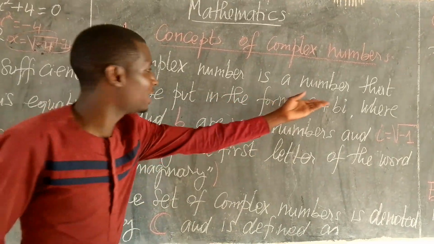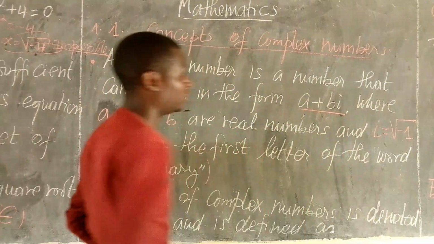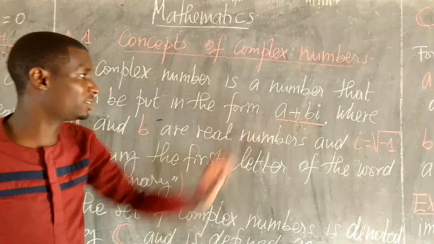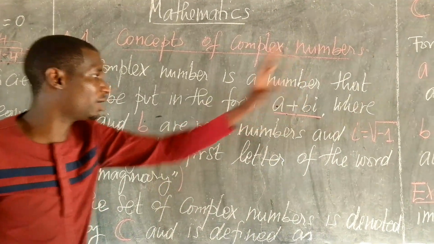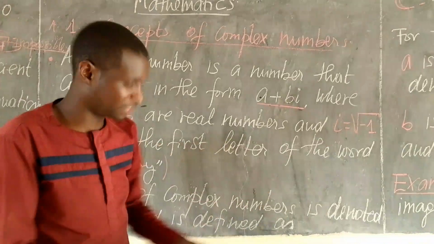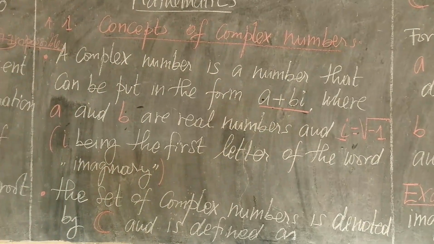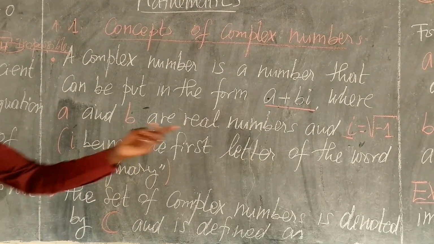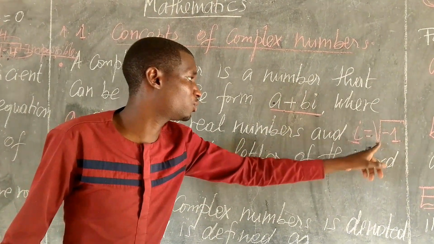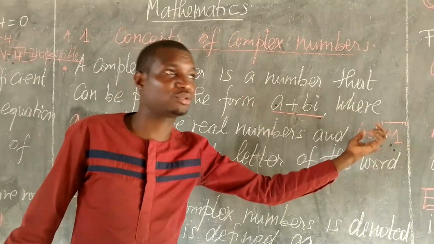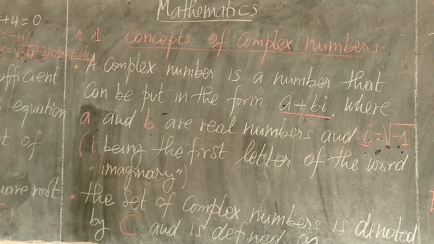The complex number is a number that can be put in the form a plus bi. This is the form of a complex number, which is made of two parts, where a and b are real numbers, and i is another symbol. i is equal to the square root of negative 1. To find i, it is very easy: i squared equals negative 1, which means i equals the square root of negative 1. i is the first letter of the word imaginary.